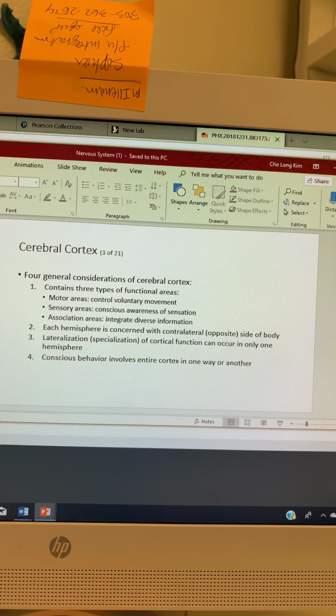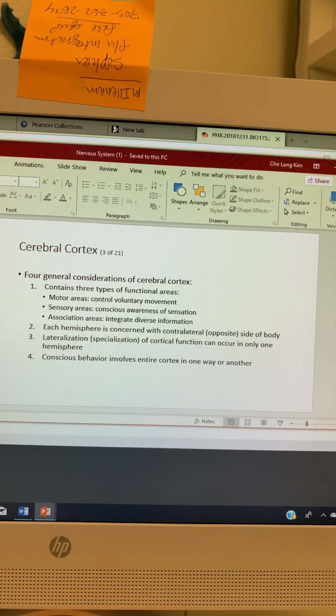4 general considerations: the cerebral cortex contains 3 types of functional areas. There's the motor, sensory, and association areas. The motor areas control voluntary movement. Sensory areas are in charge of conscious awareness of sensation, and association areas are integrative. They integrate diverse information. They associate pieces of information that come into the system.